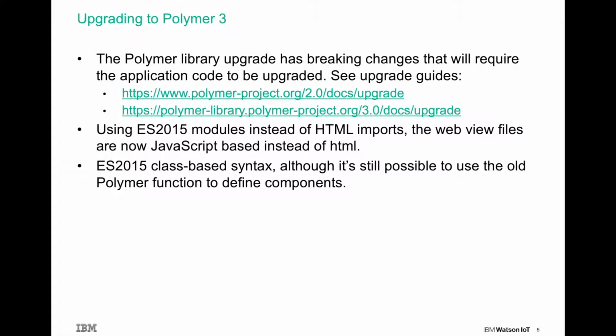So a little bit of information. Why is there this upgrade process? It's because the Polymer library upgrade has breaking changes that require application code changes. Your application needs to be upgraded. I will not go into detail on exactly what those changes are. You can check out the upgrade guides for Polymer 2 and Polymer 3, linked from the Google Polymer Web Components team. They cover the details of all the different changes.